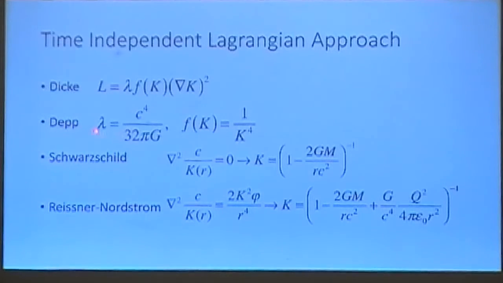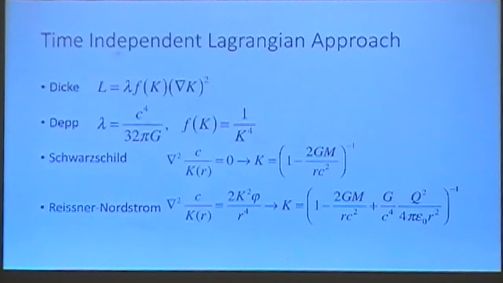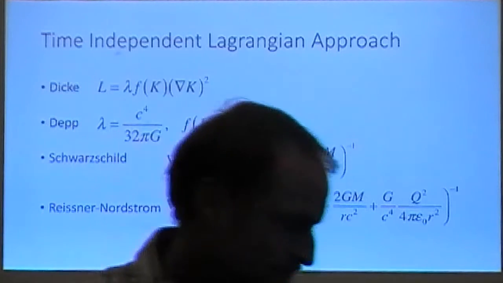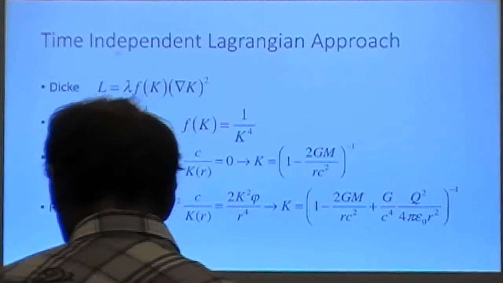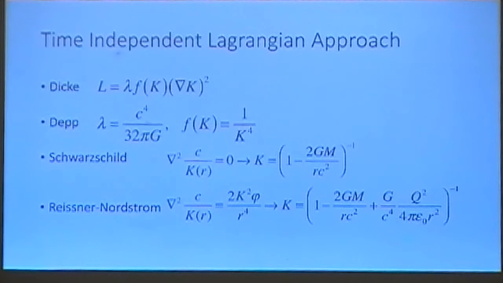I think it was like 1957, Dicke wrote this Lagrangian, where f of K was an arbitrary function of the refractive index, and here you've got the square of the gradient. Hal Puthoff uses an f of K of 1 over K squared, and he gets for a solution an exponential, e to the 2GM over rc squared. And that exponential solution doesn't have any event horizons or black holes, but in the first order approximation, it can completely replicate all the classical tests of general relativity, such as the advance of the perihelion of Mercury, gravitational redshift, gravitational lensing, all those things, Levi-Civita. So he's derived all of that.